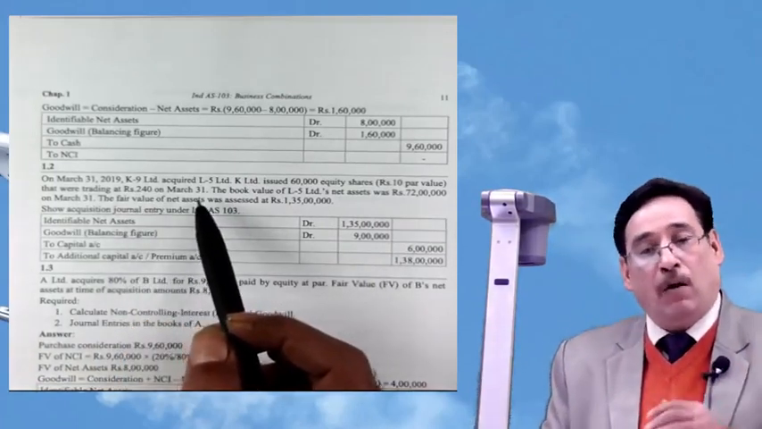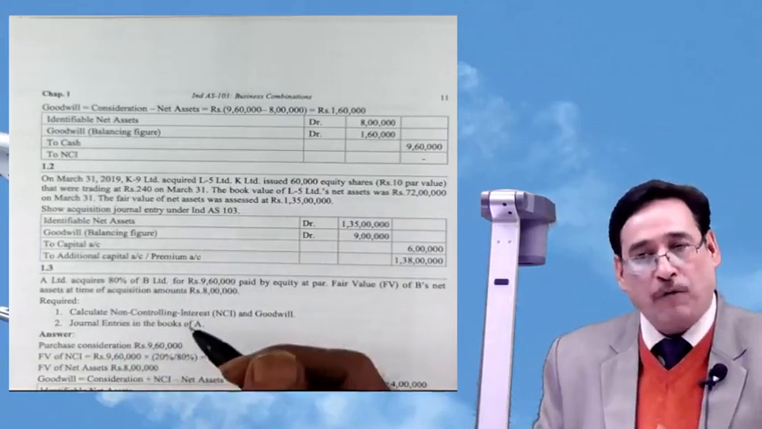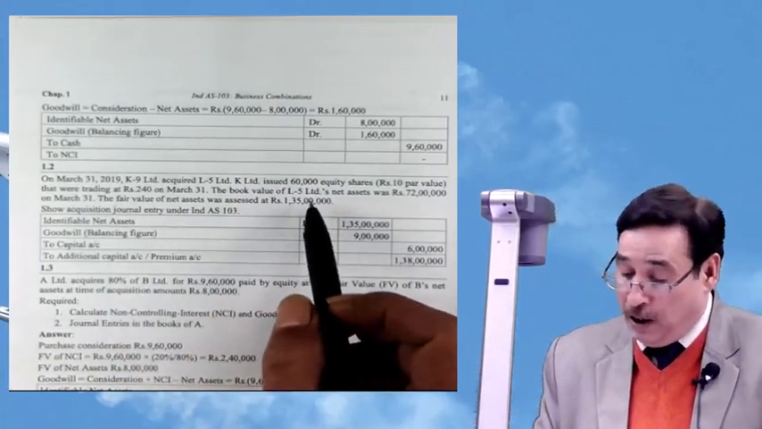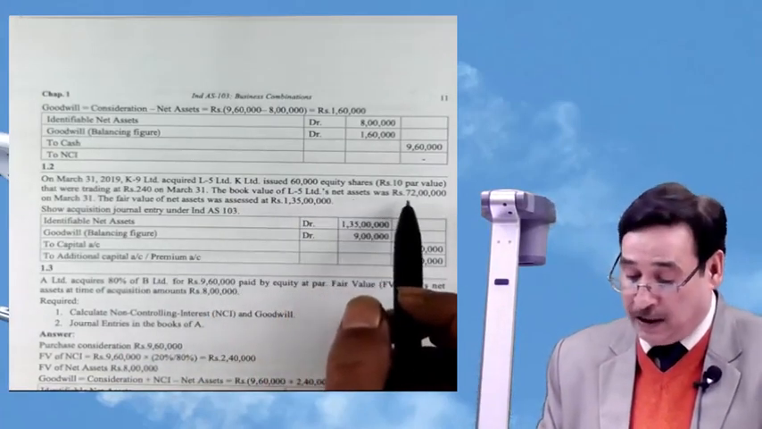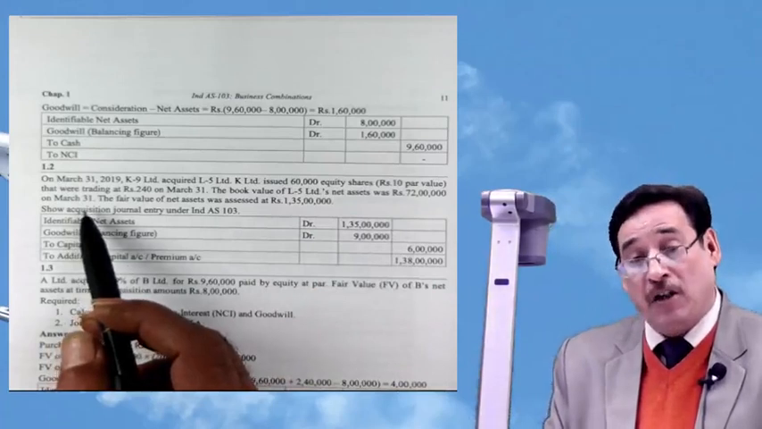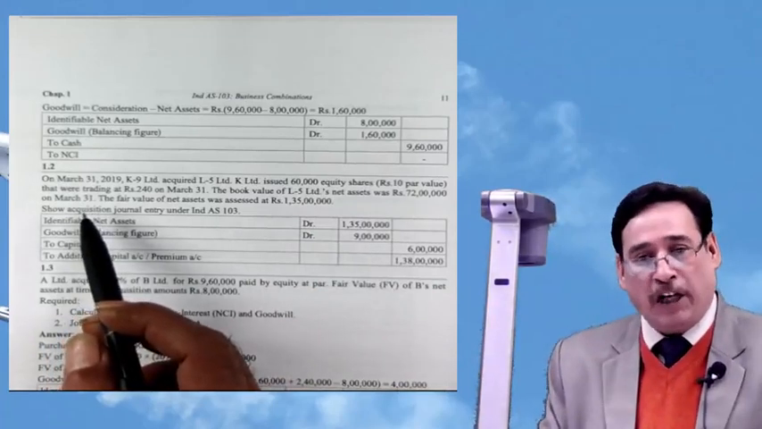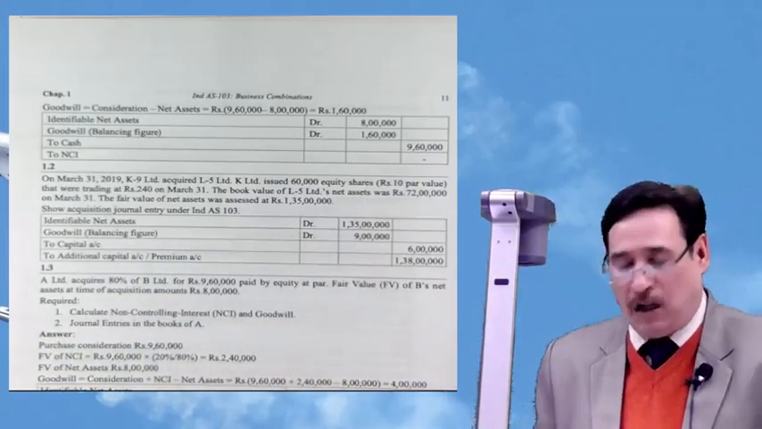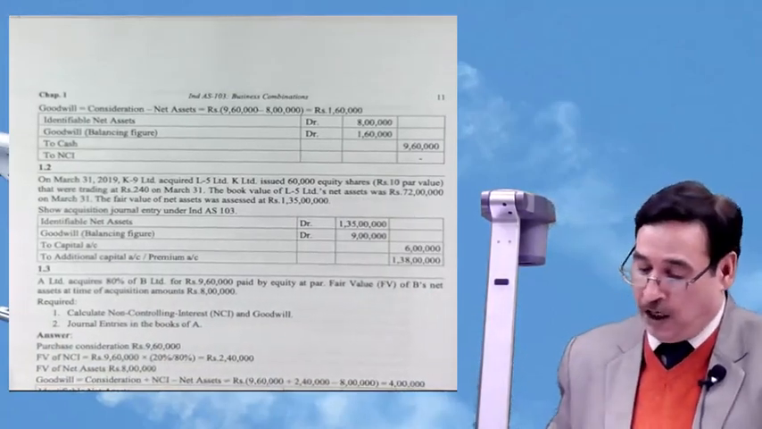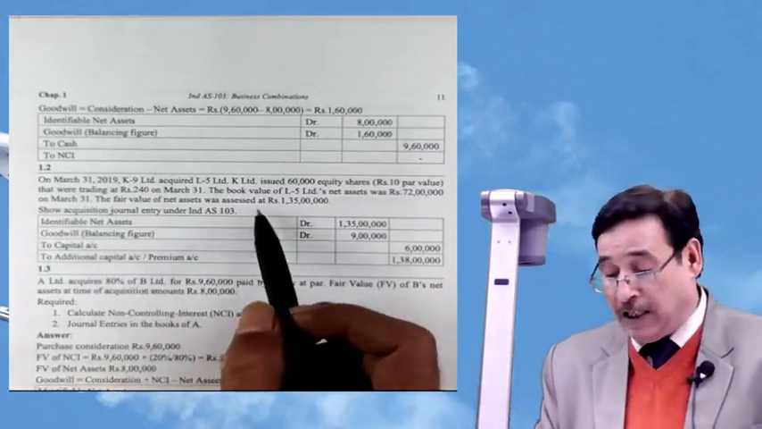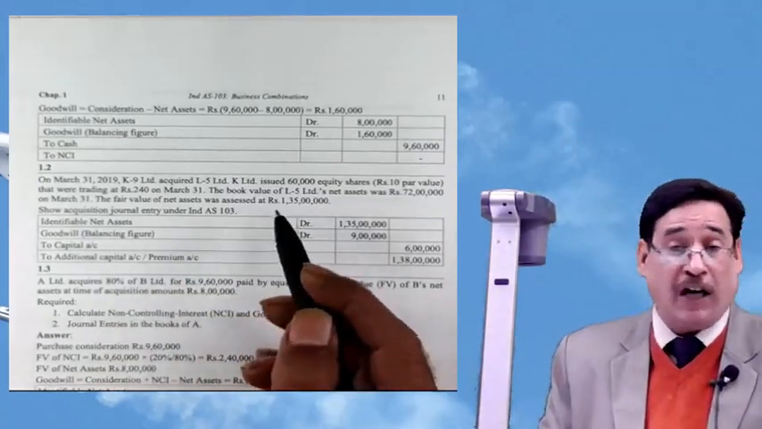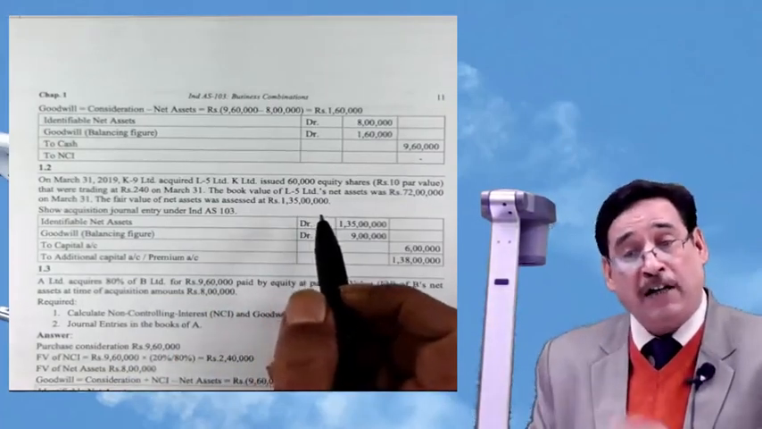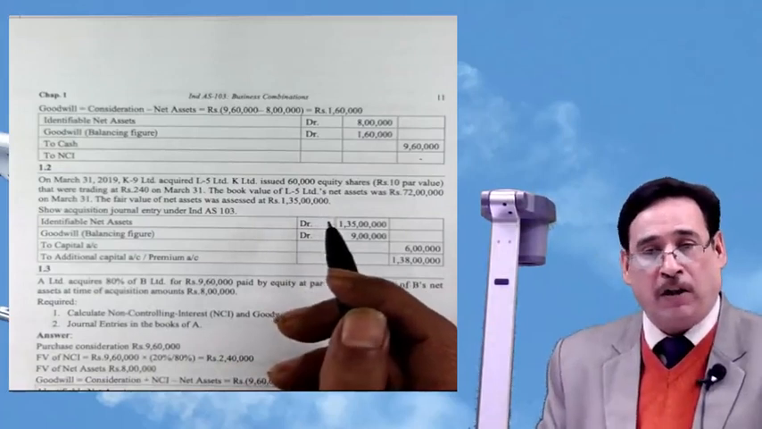Remember one thing, while solving the question, we have to take care of the effect of the fair values. The book value of L5's net assets is 72 lakh on 31st of March. We are not concerned with the book value. So this particular information has been given just to confuse ourselves. The fair value of the net assets was assessed as 135 lakhs. Book value is 72, but their fair value is 135 lakh, and that's the thing we should be more concerned with. Is it clear to you?